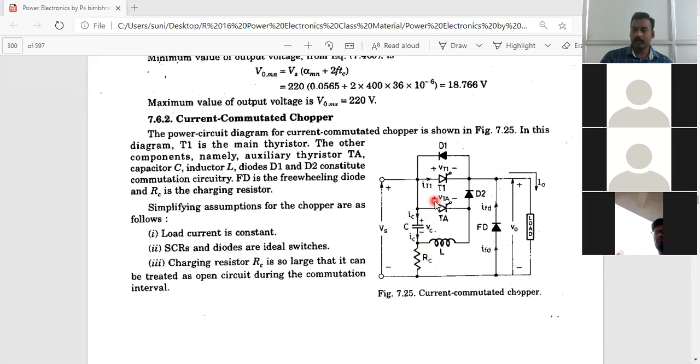Some may have quick charging, some may have slow charging. Depending upon this charging resistor, the capacitor is going to hold a potential of positive on the upper plate and negative on the lower plate, making a potential of VC. This VC is going to be slightly higher than this VS. In that case, the capacitor is holding this charge, and all these devices are in the off state.